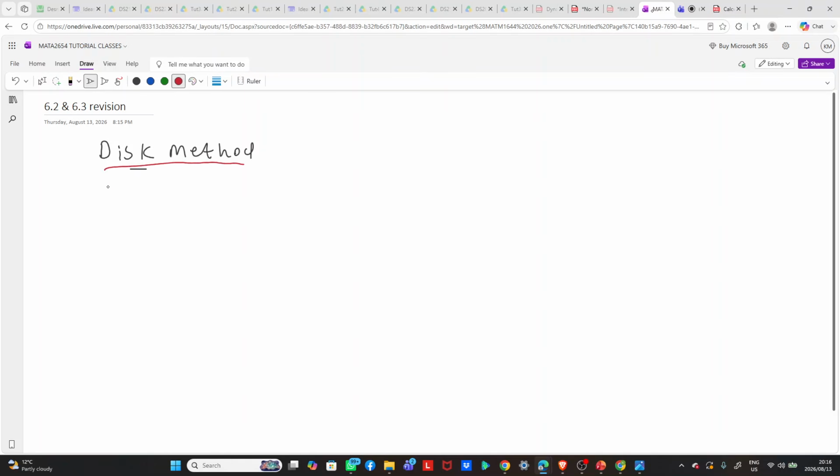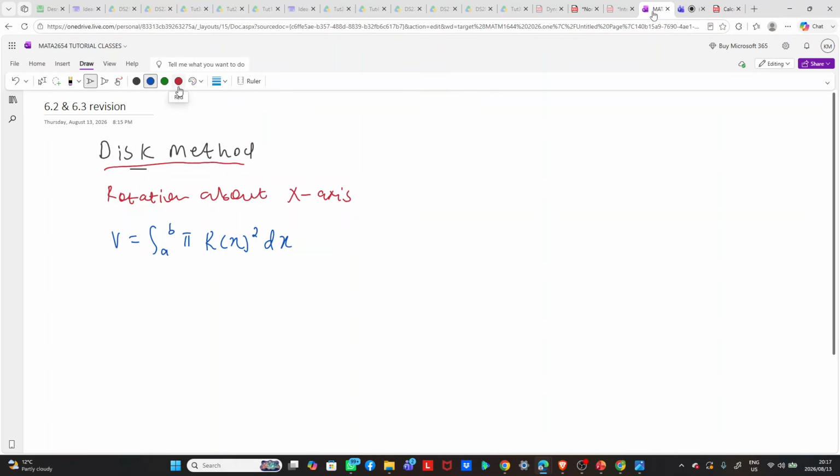If we are talking about the rotation about, say maybe, the x-axis, the volume is defined by the integral from a to b of pi r(x) squared dx. That is basically what is going on whenever we have something like that.